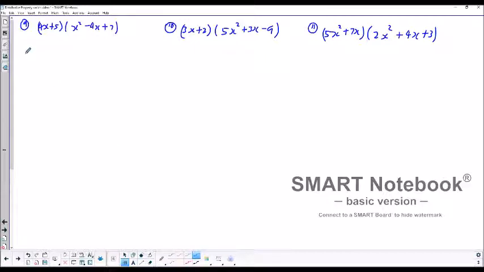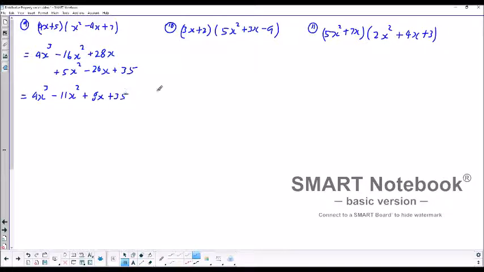Okay, so let's hope you've had a chance to kind of take a look at those. So I'm going to distribute in the 4x plus 5 into the x squared minus 4x plus 7. So that gives me 4x cubed, and then minus 16x squared, and then plus 28x. And then I multiply the expand in the 5, so I get plus 5x squared minus 20x. Plus 35. Again, I'm going to add in columns because they're all grouped in like terms now. So you get 4x cubed minus 11x squared plus 8x plus 35.